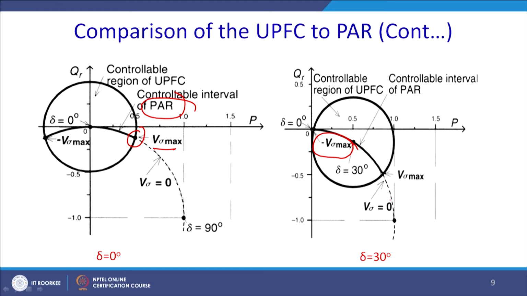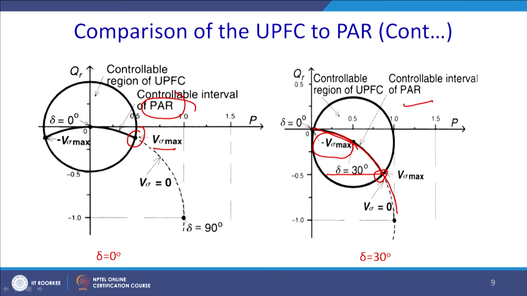And thus you can see that this is basically the controllable area of UPQC, the whole area, and this is the area of PAR. So, here it will intersect. At this point PAR and the UPFC will have the same kind of compensation, but PAR can compensate in this curve and UPQC has a versatility, so it can compensate in this region as well as the upper region.